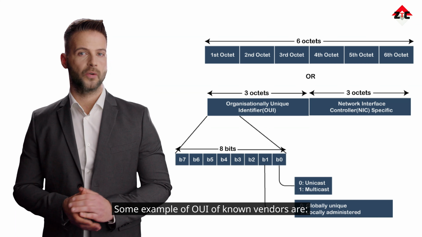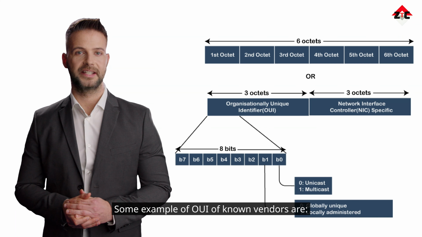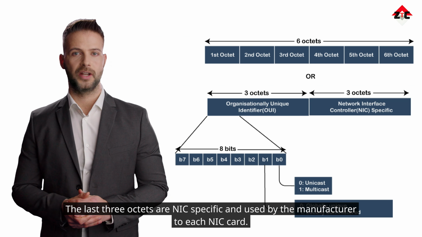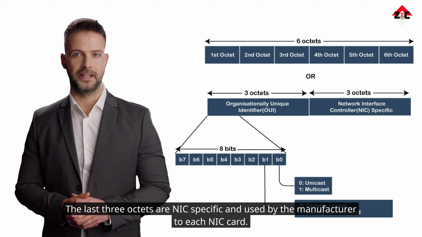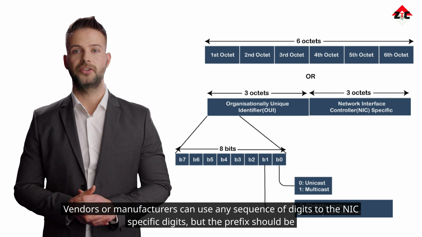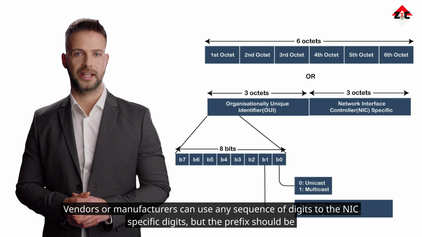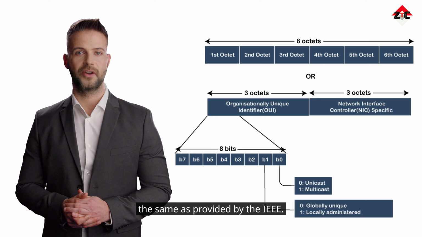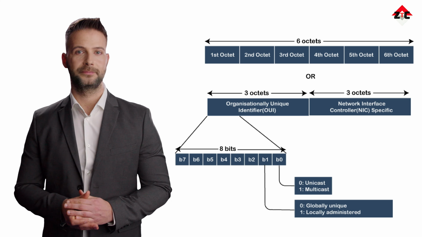Some examples of OUI of known vendors are CC46D6, Cisco. The last 3 octets are NIC specific and used by the manufacturer for each NIC card. Vendors or manufacturers can use any sequence of digits for the NIC specific digits, but the prefix should be the same as provided by the IEEE.